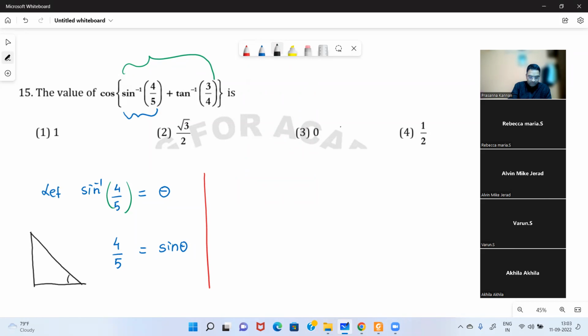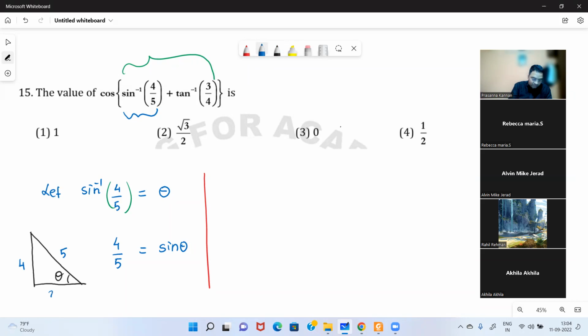What is the definition of sine theta? Sine theta is nothing but opposite by hypotenuse, correct? So this is nothing but 4 divided by 5, or you can say ordinate by distance. So it's 4 divided by 5. 5 is the hypotenuse, 4 is the opposite side.